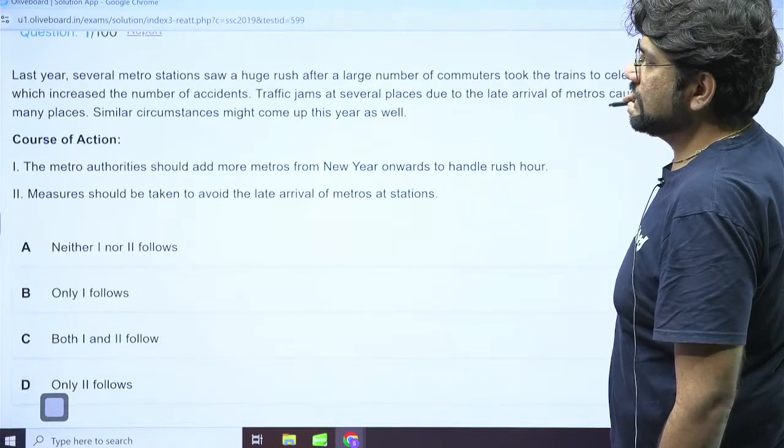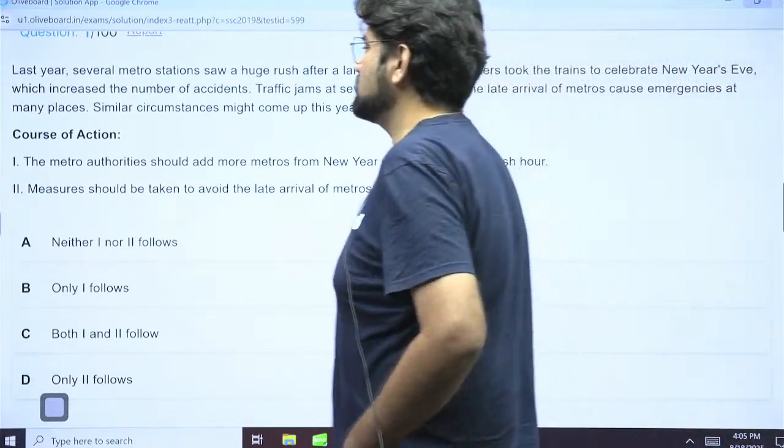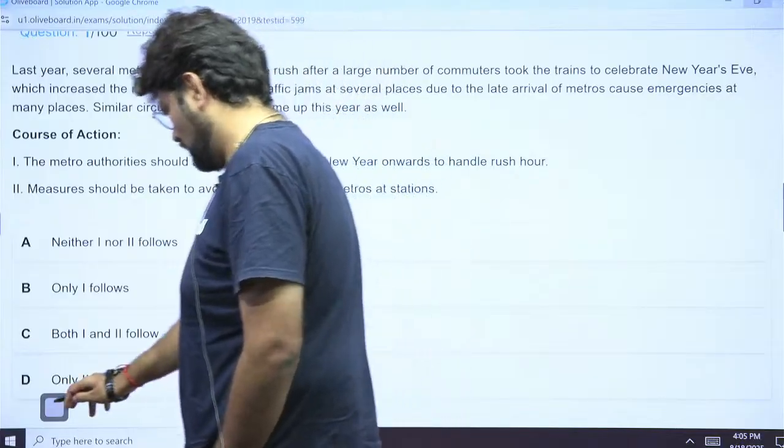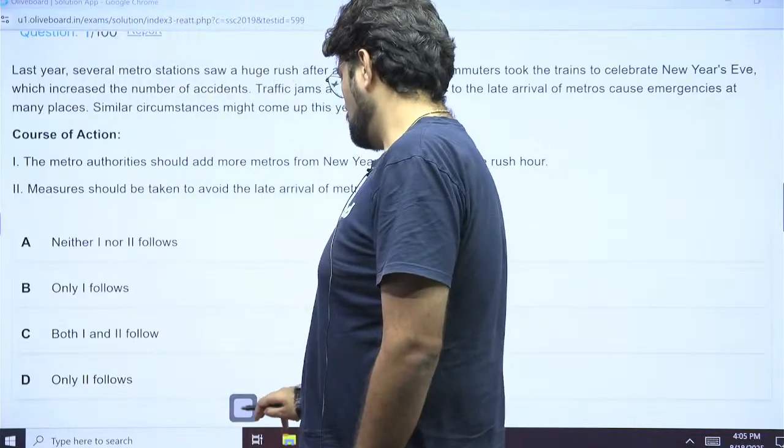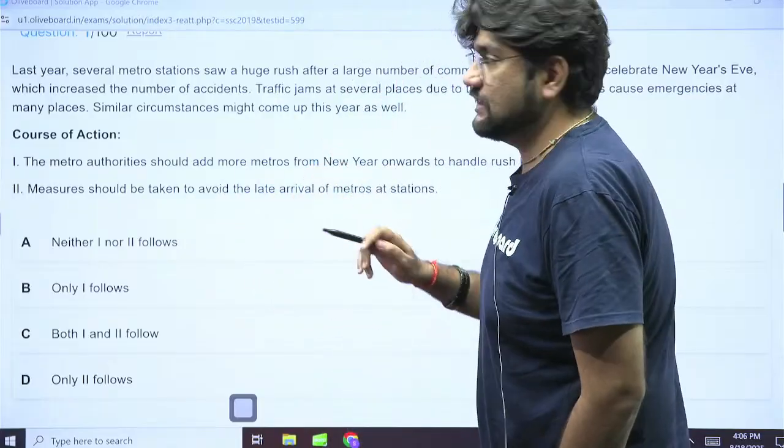This is the statement, right? So last year, several metro stations, this one, I think this will confuse you a lot. I'll tell you why. We need to read it thoroughly, okay? Word by word, everything has a meaning.